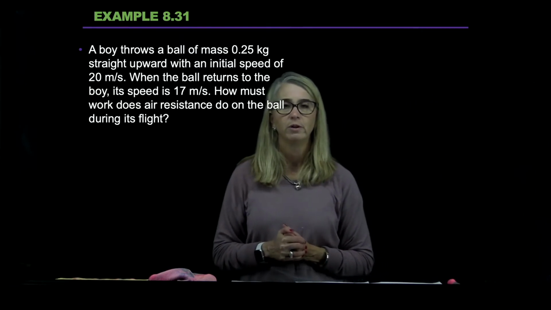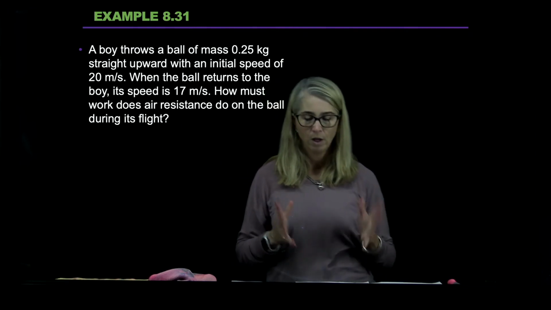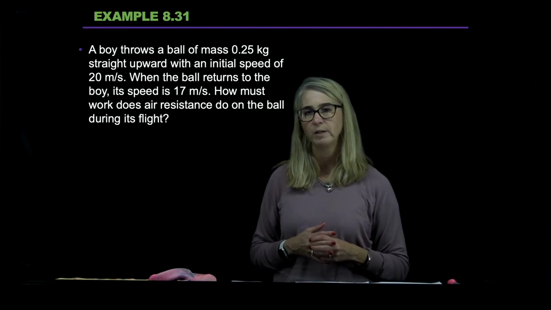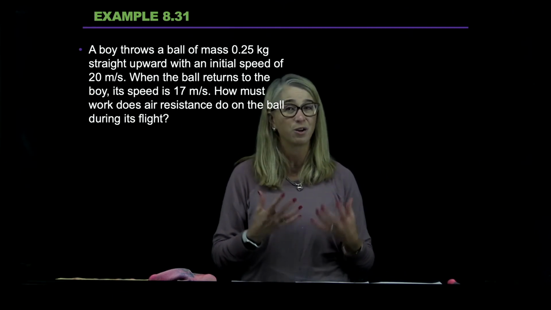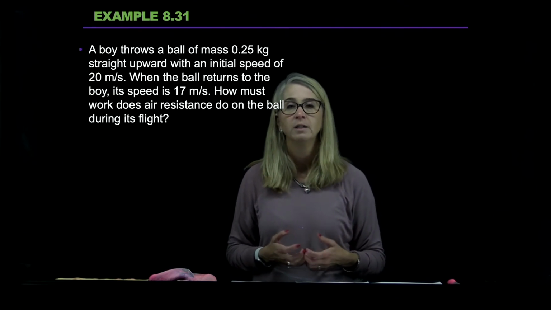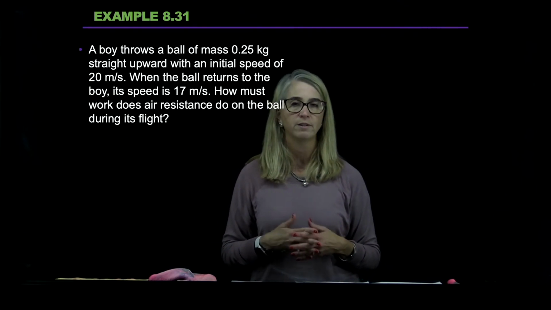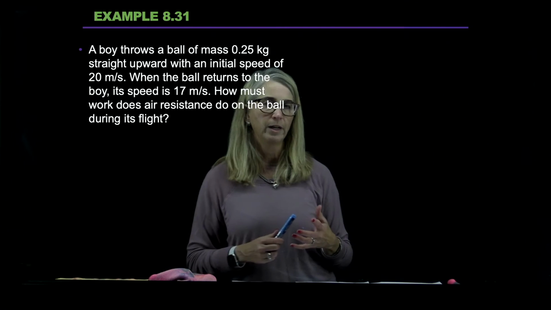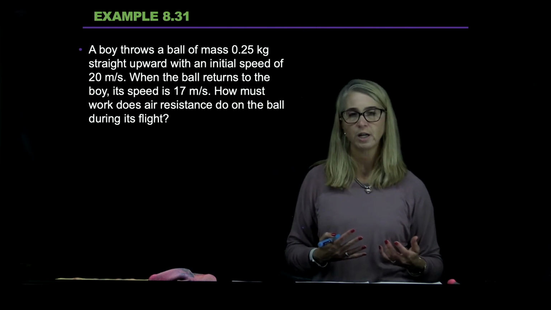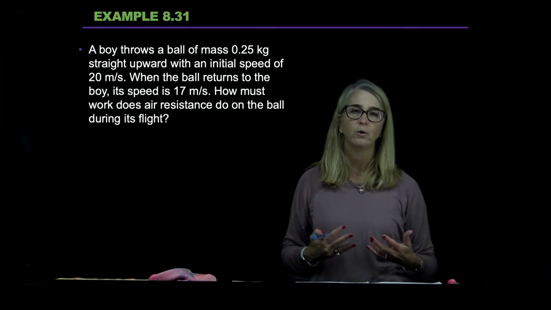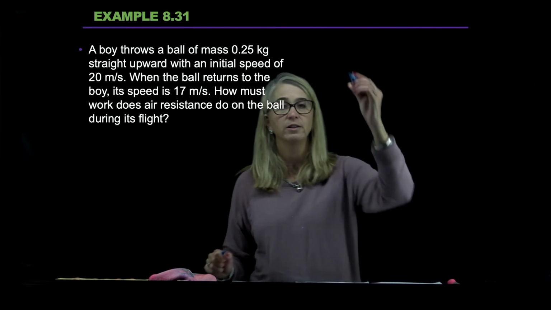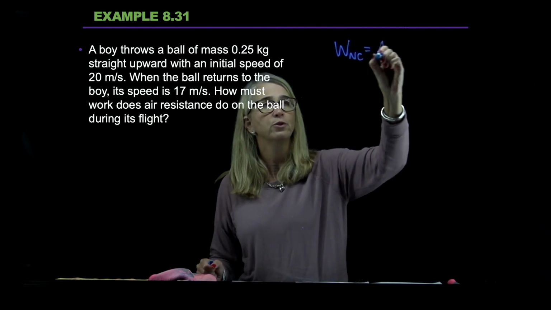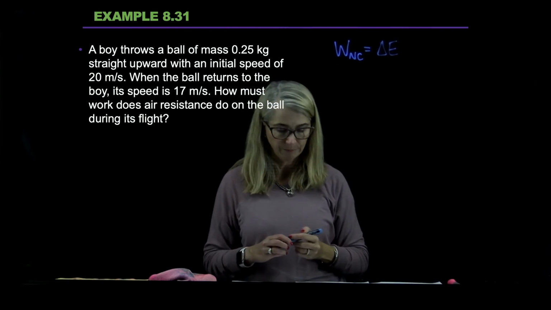Let's look at an example of how we would deal with this. A boy throws a ball up in the air. It has an initial speed of 20 meters per second, but when the ball returns, it's only going 17 meters per second. We want to know how much work air resistance did on the ball during its flight. Air resistance is just a type of friction, so we know there's a non-conservative force acting on the system. So the work done by the non-conservative force is equal to the change in the energy.